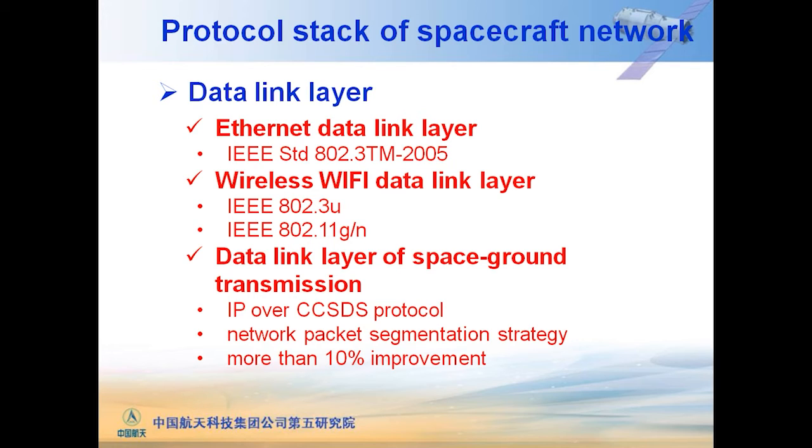The data link layer of space-ground transmission adopts the IP over SDS protocol. Due to the mismatch between the length of the data frame and the length of the MAC frame, it will result in a waste of link bandwidth. In order to solve this problem, this paper processes the network packet segmentation stage based on the data frame format of the link. It can greatly improve the utilization of the link, by more than 10%.